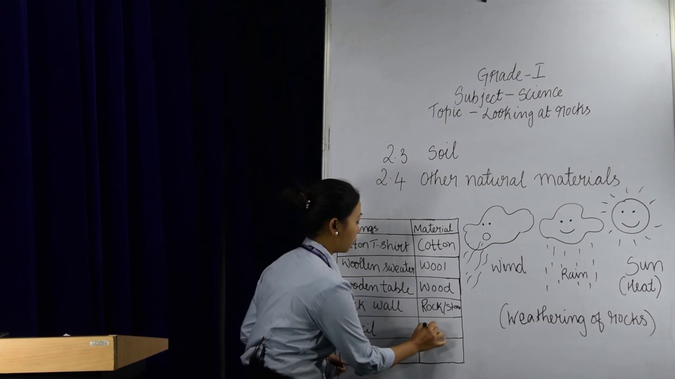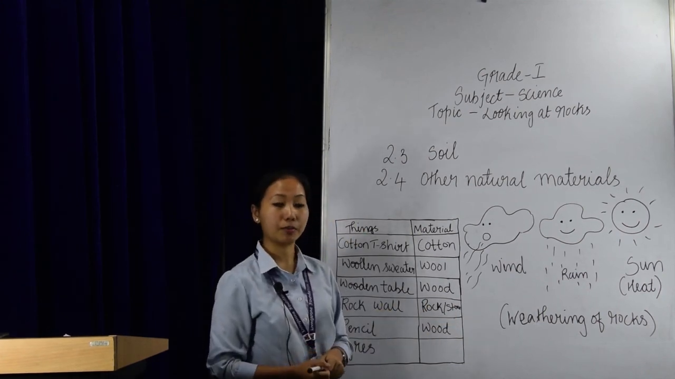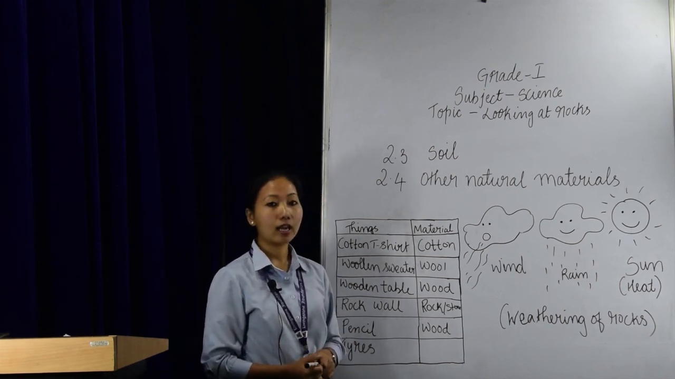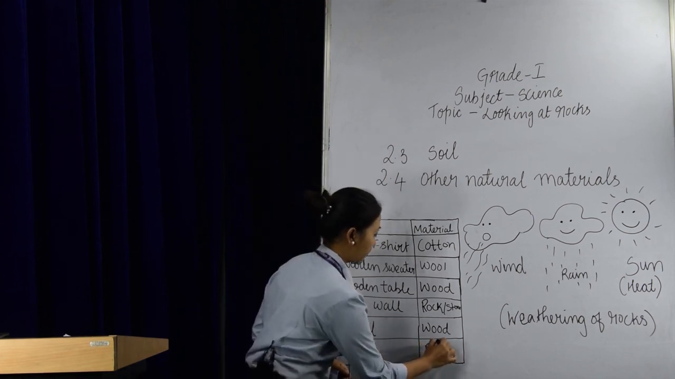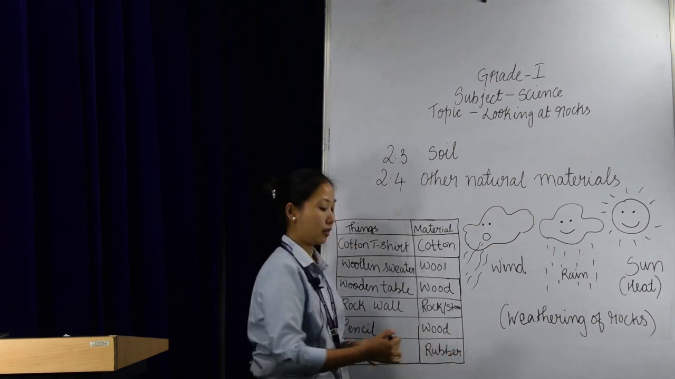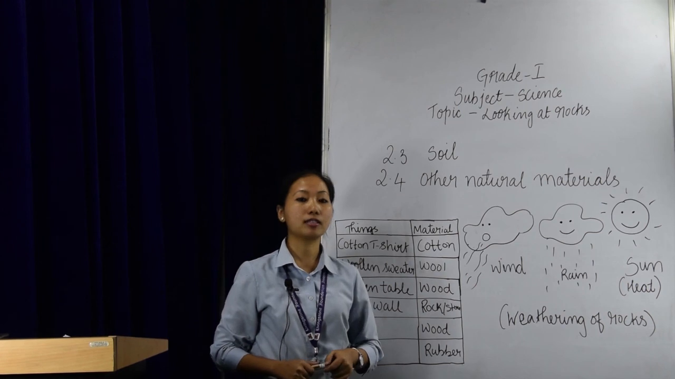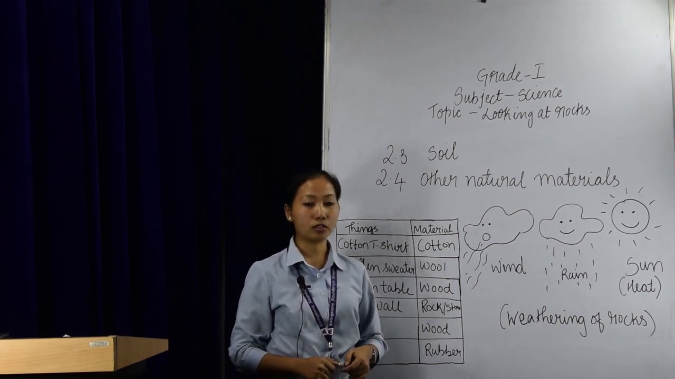Pencil is made from wood, which comes from nature. The last one is tires. Tires are made from rubber. And rubber we get from the tree, which comes from nature. So this is all about this topic.